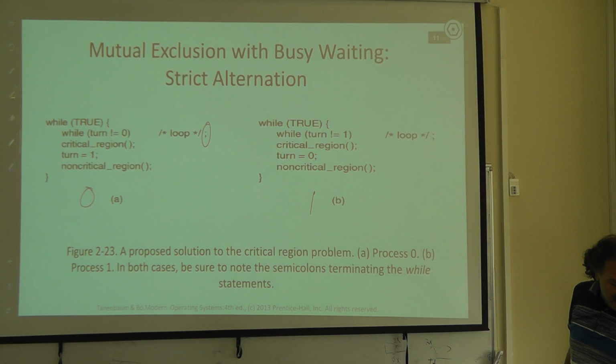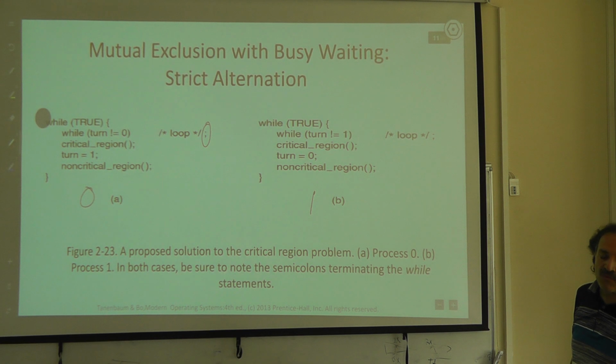And it does the non-critical region. And it comes back and looks at the turn again. If this is the only process running, then for the second iteration of the upper loop, it will not go into the critical region because the turn is now 1, right?